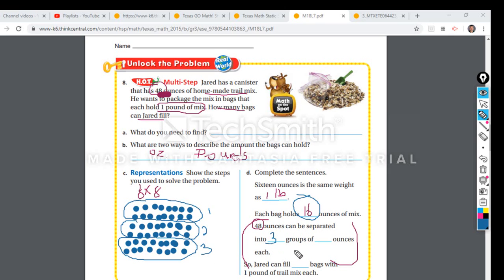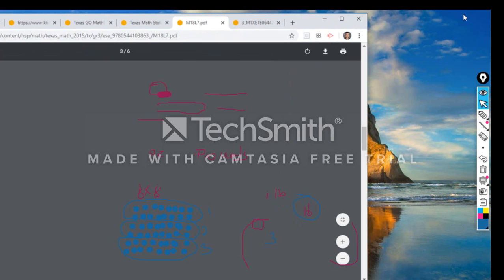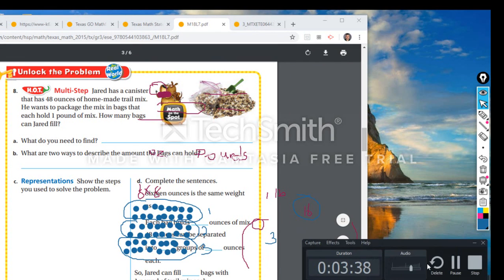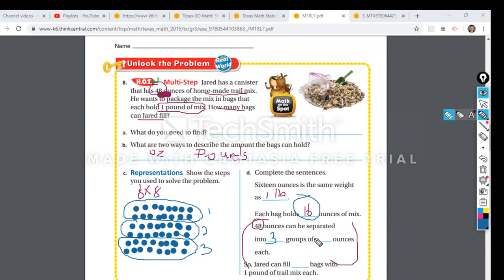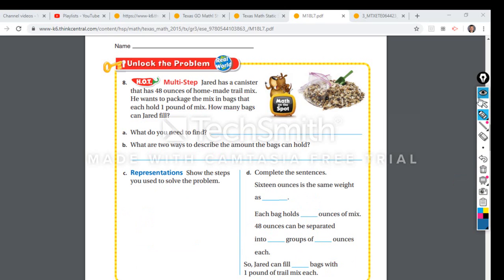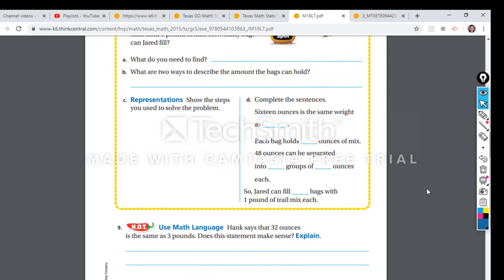Okay. 3 groups of how many ounces each? How many ounces each? So we take a look at how many ounces in each group. So we know there's 8 here, so that's 16 ounces. So Jared can fill 3 bags with 1 pound of trail mix each. Again, converting those customary units of measurement.